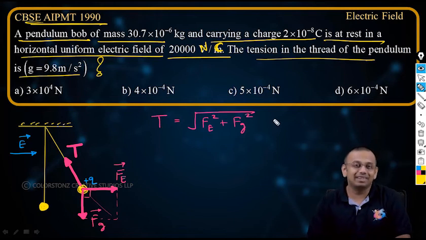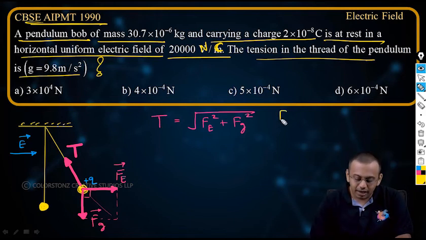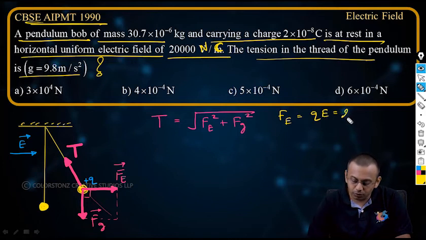The electrostatic and gravitational force. Fe is equal to QE, where Q is 2 into 10 to the power minus 8 coulombs. E is 2 into 10 to the power 4, which gives me 4 into 10 to the power minus 4 newtons.